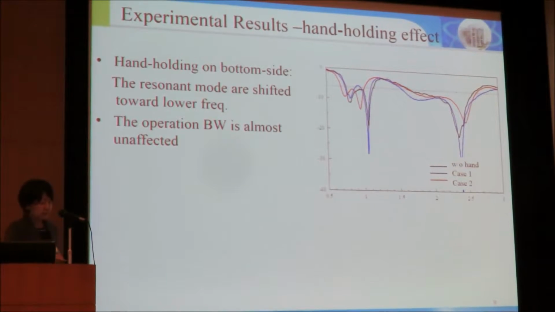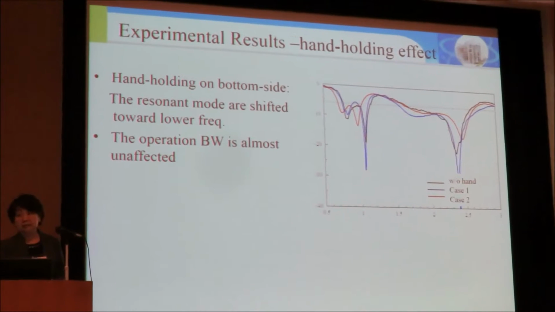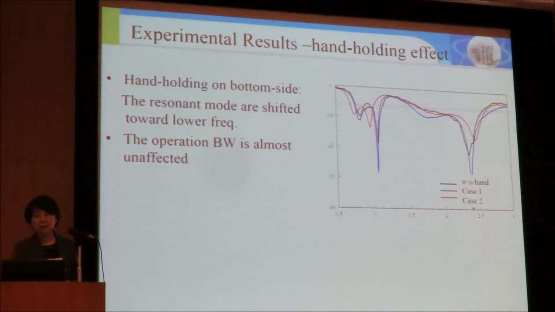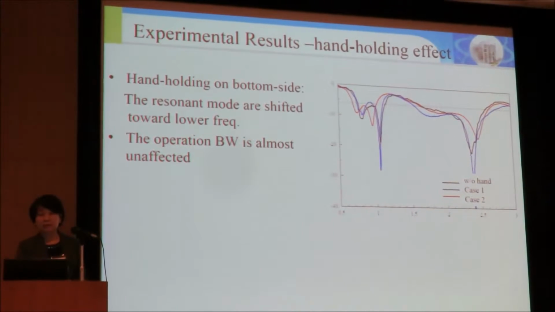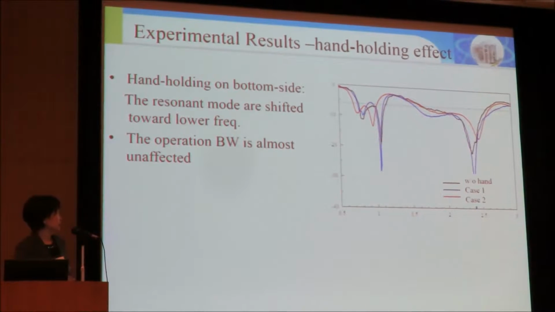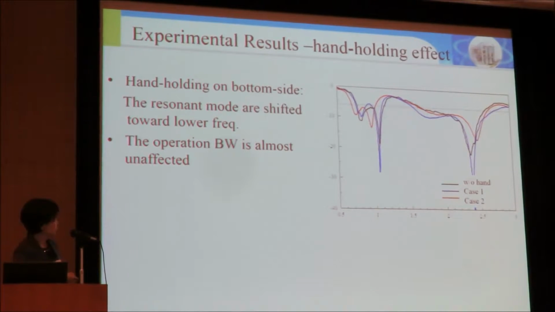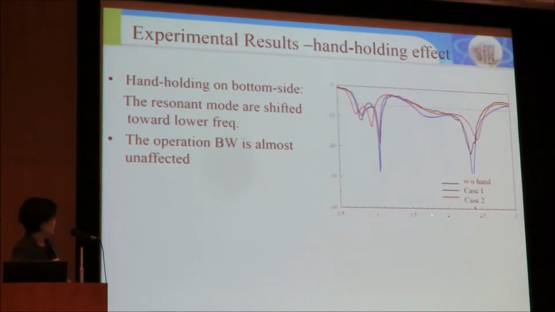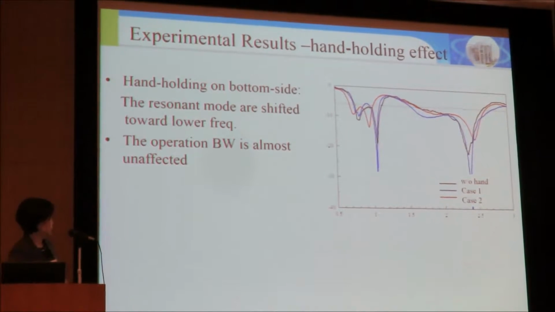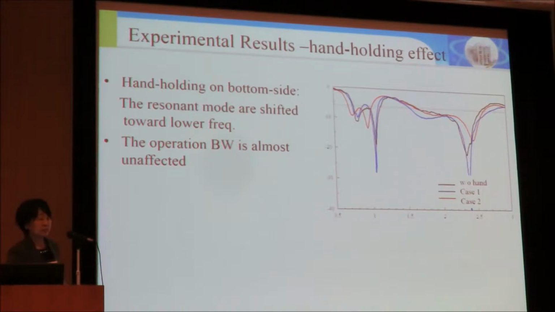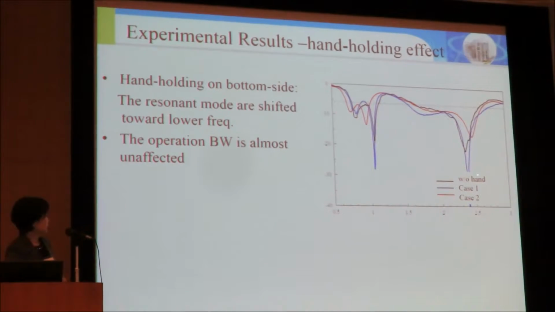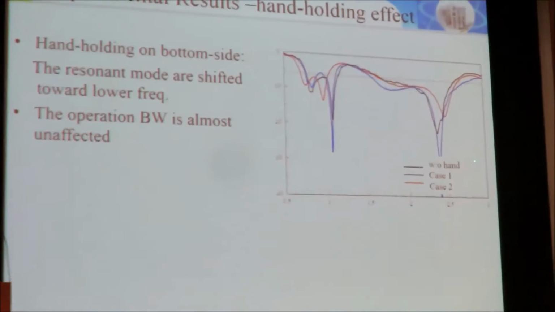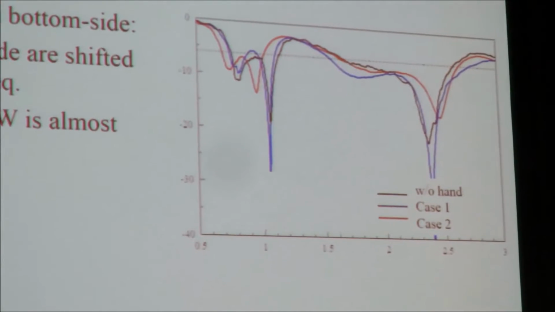The hand-holding effect is simulated. The generic software is SEM-K, and we use SEM-K to study it. Here we choose the S11 against the frequency. Also, we have 3 prototypes here. The black line is the proposed antenna without hand holding.